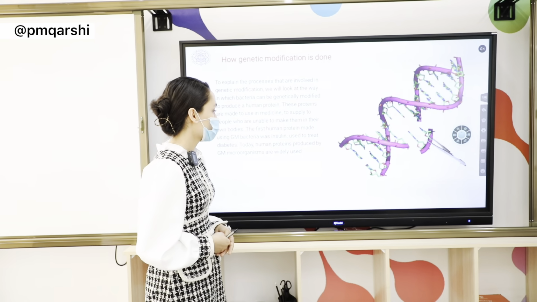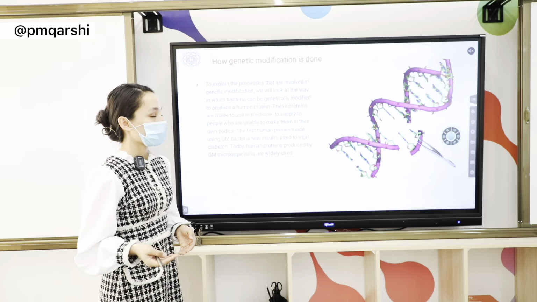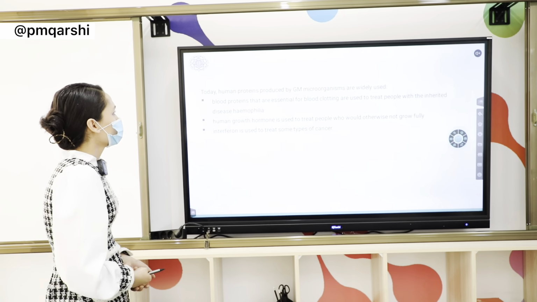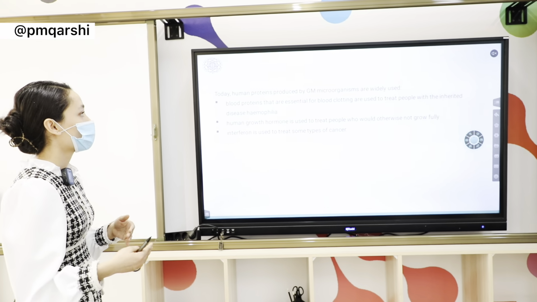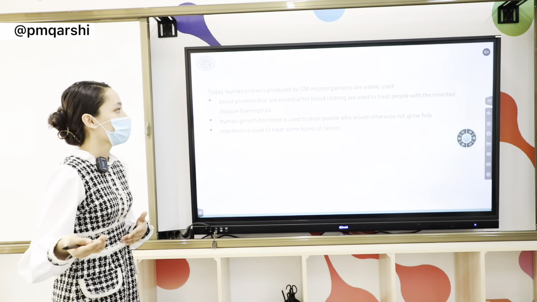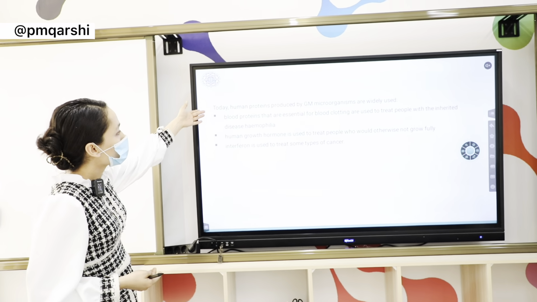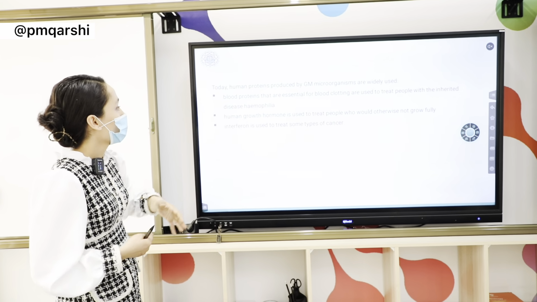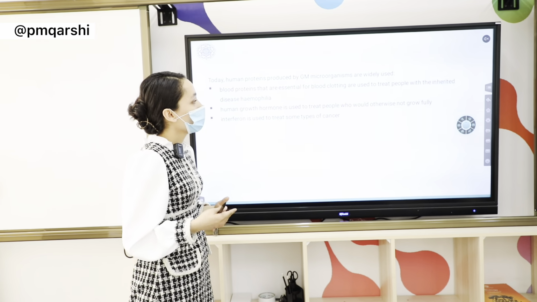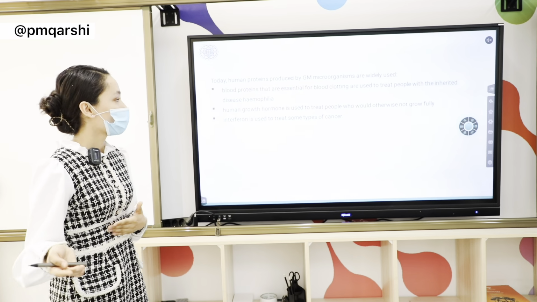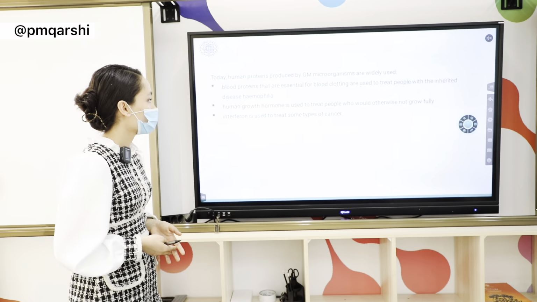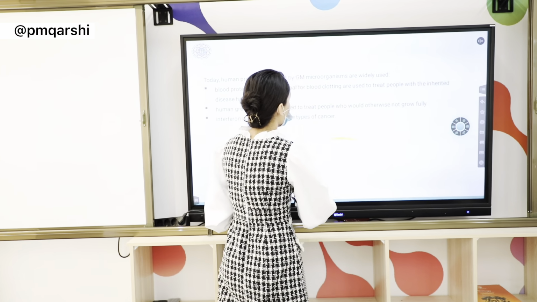Today, human proteins produced by GM microorganisms are widely used. Blood proteins that are essential for blood clotting, and human growth hormone used to treat people who would otherwise not grow fully. Next, interferon is used to treat some types of cancer.